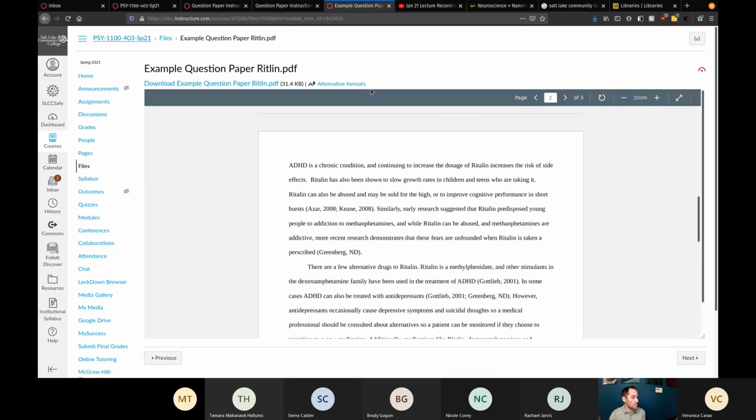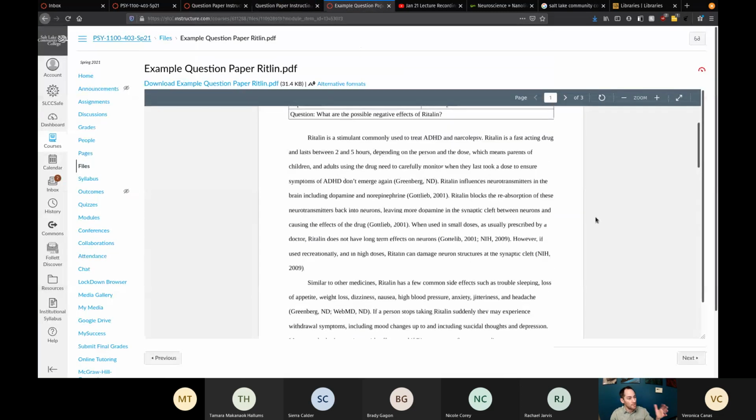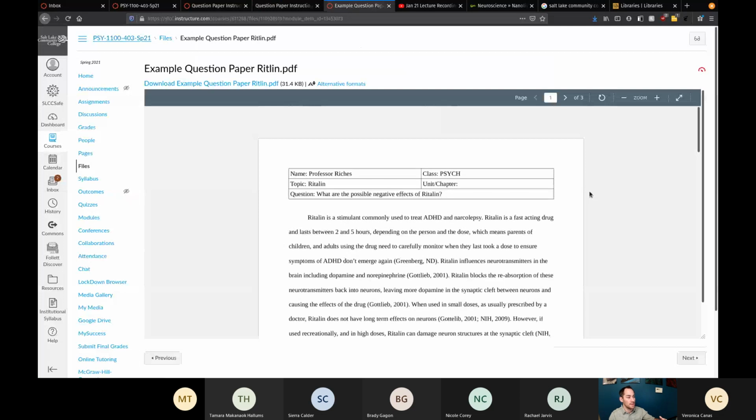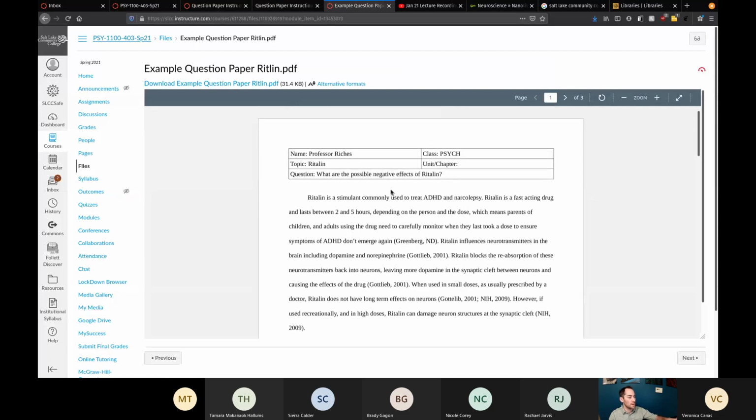So I'll show you the example question paper I have here just to give you an idea of your final product. I've got my name, I've got the class, and I've got the question up here, and the general topic. It might be childhood development is your general topic, and then your specific question is cognitive development's effect on socio-emotional learning in 4-year-olds. It doesn't have to be that specific. That was a really specific question.